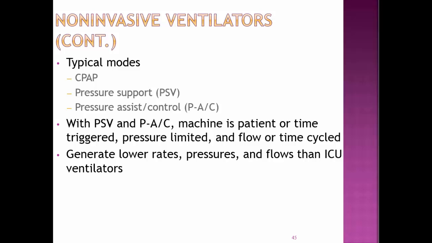On these ventilators, you typically have three modes: something similar to CPAP, something similar to pressure support, and something similar to pressure assist control. With pressure support and pressure assist control, the machine is patient or time triggered, pressure limited, and flow or time cycled. They generate lower rates, pressures, and flows than ICU ventilators. They might be time cycled because of the leak that's required. If the leak is pretty big, you don't want to just set that thing blowing in their face, so it'll cycle after a certain amount of time and allow the patient to exhale.